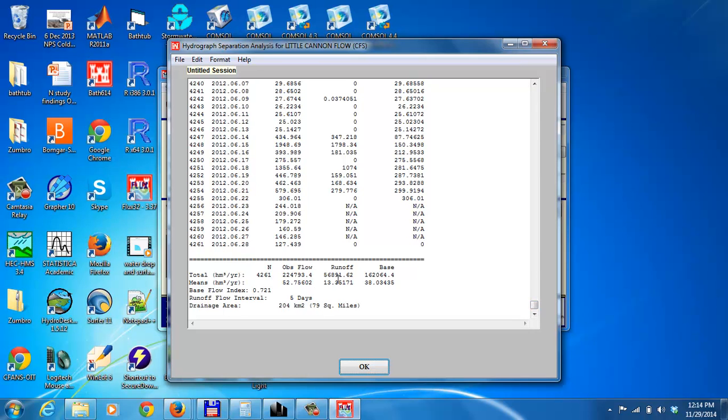Mean values for the baseflow and direct runoff are given at the bottom. The baseflow index is the ratio of the baseflow to the total runoff in any given day, and that gives you an average value over the period of time. It's 0.72. So baseflow is a significant component of the total flow for this river.